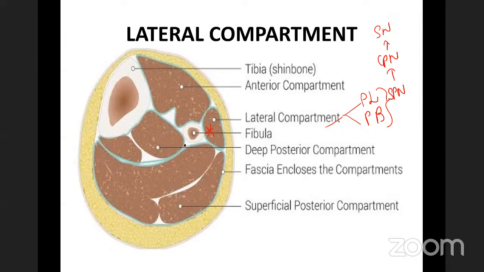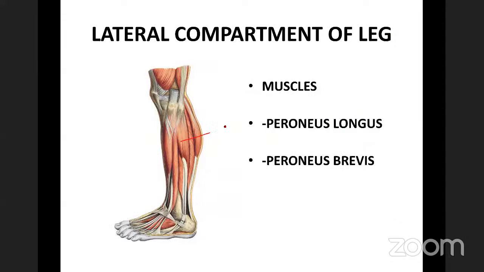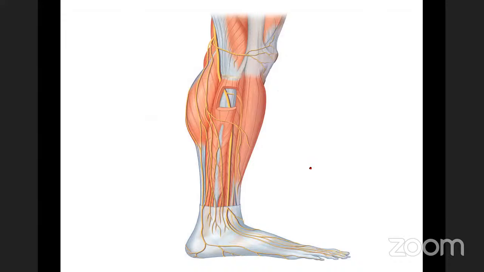Now the muscles, as already discussed: this muscle here is the peroneus longus, and the small muscle here is the peroneus brevis. Brevis means small, longus means long. Because it is in the peroneal compartment, it is called peroneus. So the two muscles are peroneus longus and peroneus brevis. If you see here, these two tendons are the tendons of peroneus longus and brevis. The nerve supply is by the superficial peroneal nerve. So we will see how the superficial peroneal nerve enters the lateral compartment.